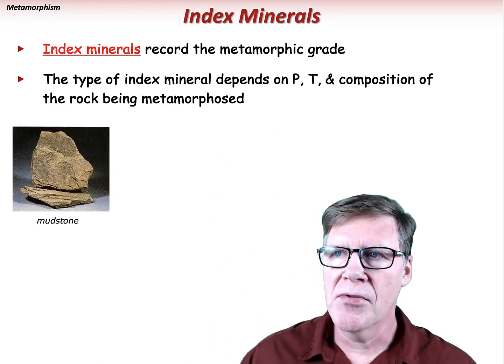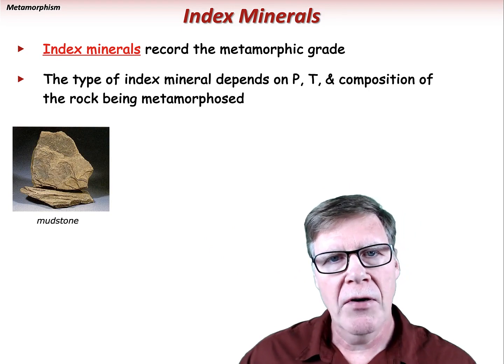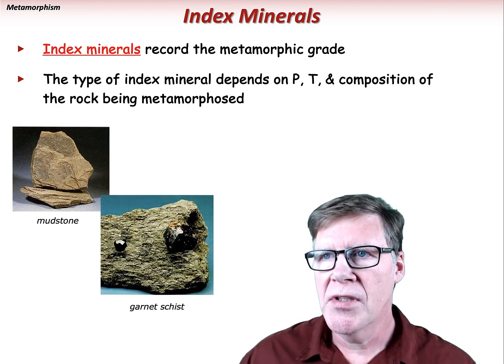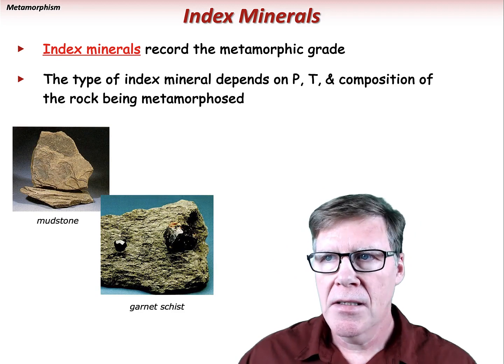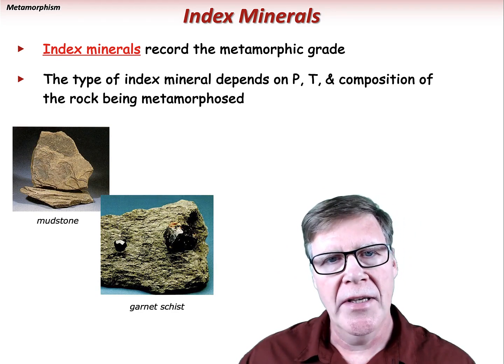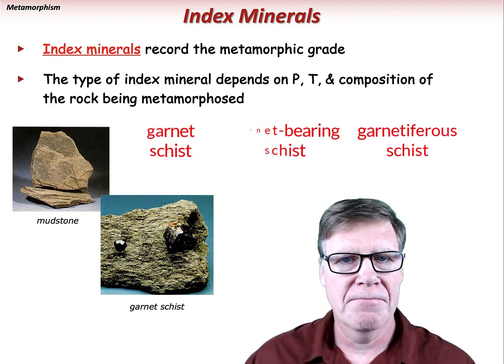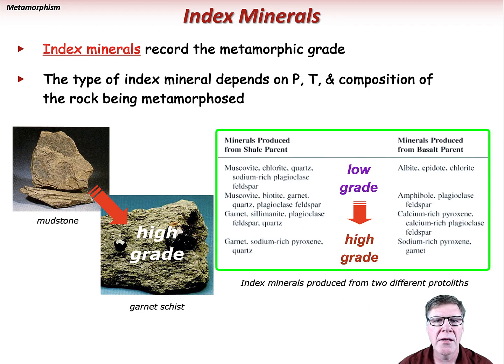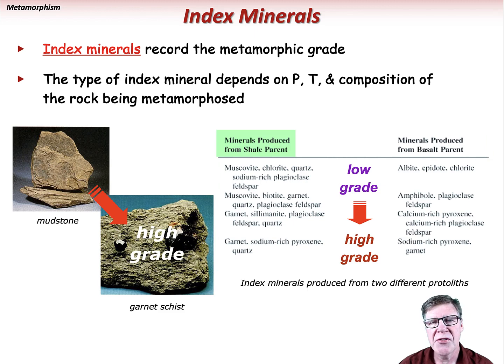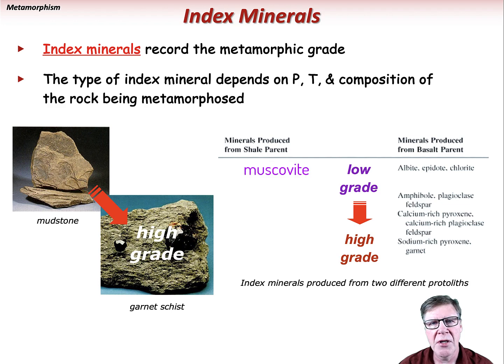Shown here is a mudstone sedimentary protolith and the metamorphic rock schist, which includes large crystals of garnet. So this metamorphic rock may actually be called a garnet schist, garnet-bearing schist, or even a garnetiferous schist. The table at right shows the sequence of minerals formed from different protoliths. A shale or mudstone sedimentary protolith can produce a sequence of metamorphic minerals ranging from muscovite and chlorite at lower metamorphic grades to biotite, garnet, and pyroxene at higher metamorphic grades.